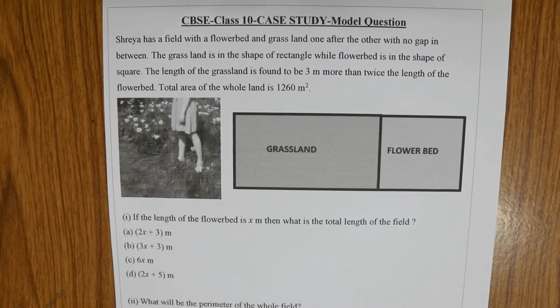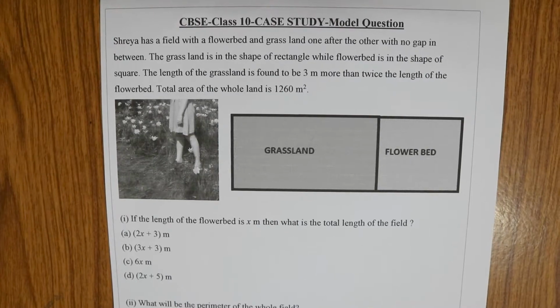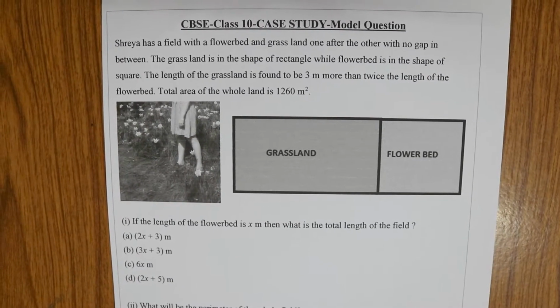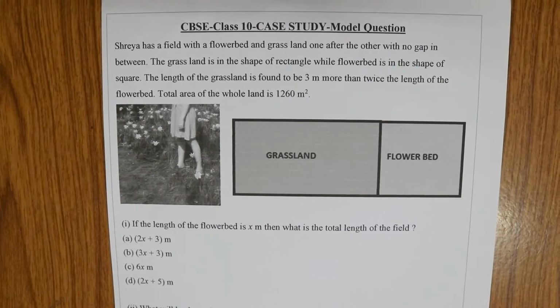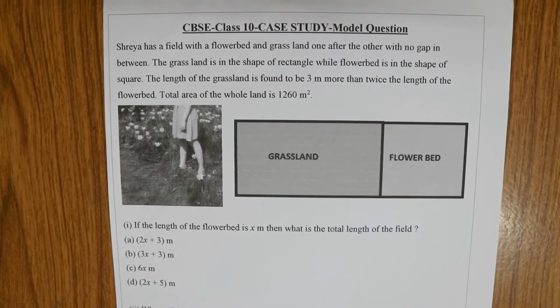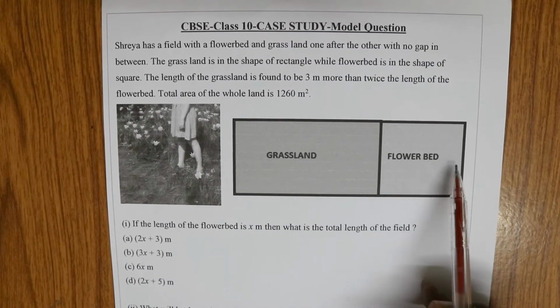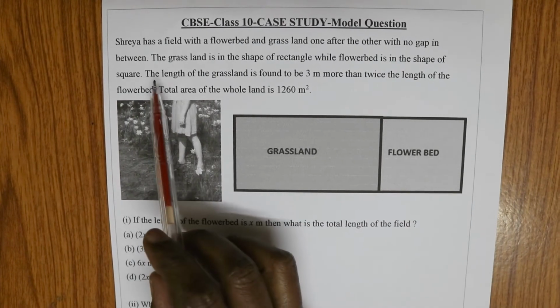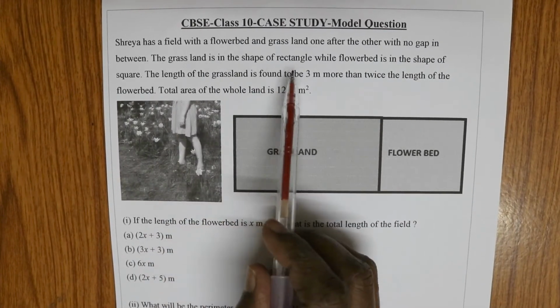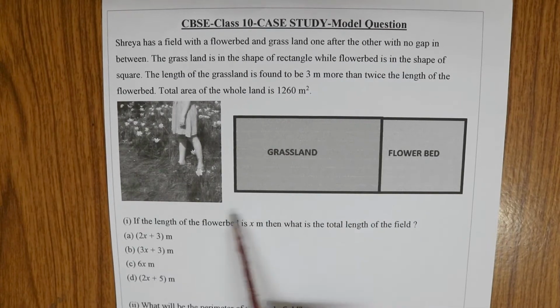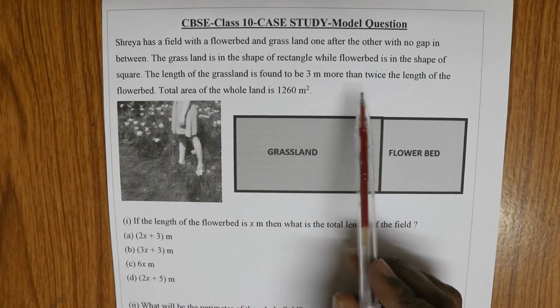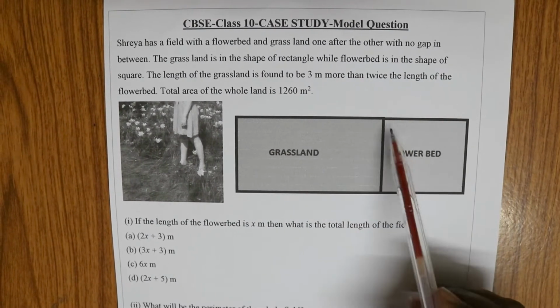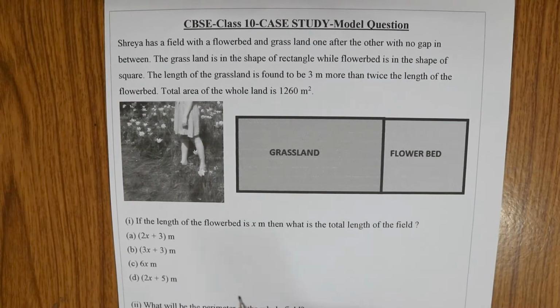The model question goes like this. Shreya had a field with a flower bed and grassland, one after the other with no gap in between. So it's a grassland and a flower bed. This is the model that's been given. The grassland is here and the flower bed is here. The grassland is in the shape of a rectangle, while the flower bed is in the shape of a square.